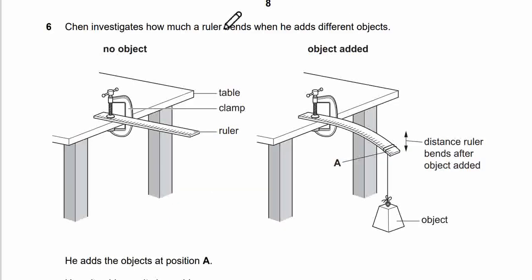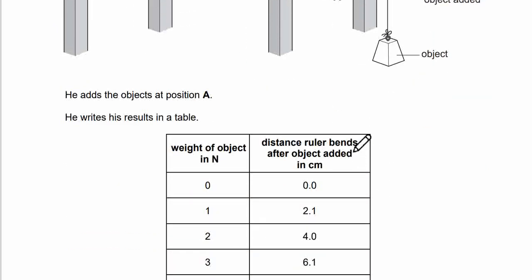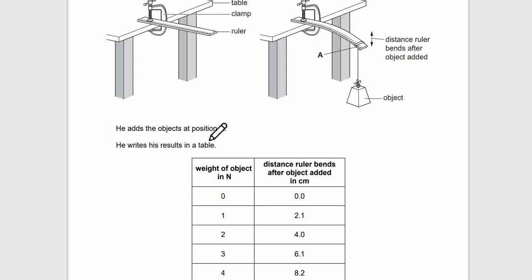Let's move on. Question 6. Chan investigates how much a ruler bends when he adds different objects. So this is no object. This is the clamp and table, and this is the ruler. Now an object is added here, and the distance the ruler bends after the object is added is this much. He adds the object at position A and writes his results in a table. The weight of the object is 0, 1, 2, 3, 4 Newton. The distance the ruler bends is 0 for 0 Newton, of course. For 1 Newton it bends 2.1. For 2 Newton it is 4. For 3 Newton it is 6.1. For 4 Newton it is 8.2.